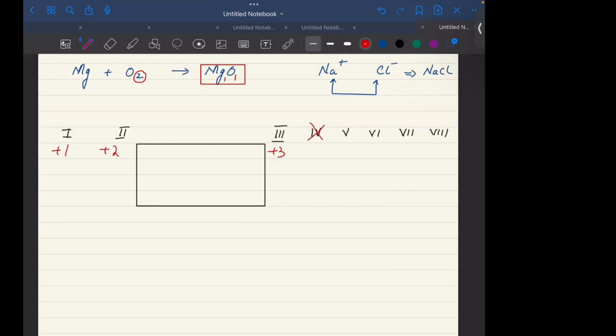And whenever any atom gains an electron, it gets a negative charge. Group 5 elements have to gain 3 electrons, so they will get a charge of 3 negative. Similarly, group 6 elements gain 2 electrons and get a charge of 2 negative. Group 7 elements gain 1 electron because they already have 7 valence electrons. They just need 1 more electron to complete their octet, and they get a charge of -1.